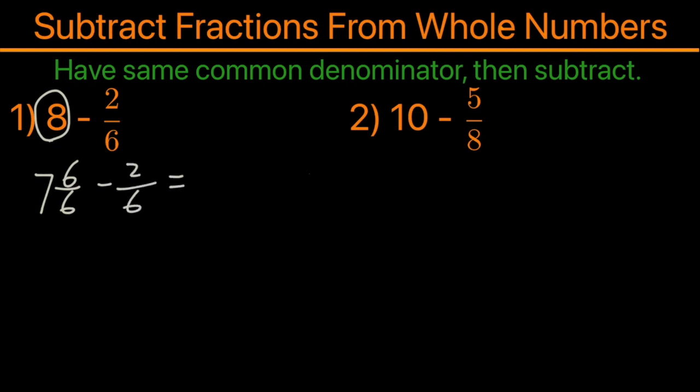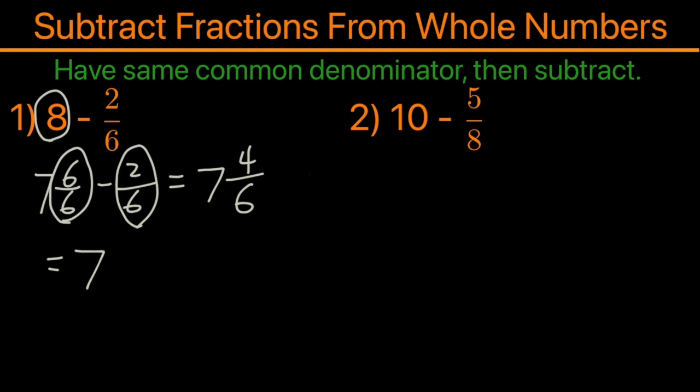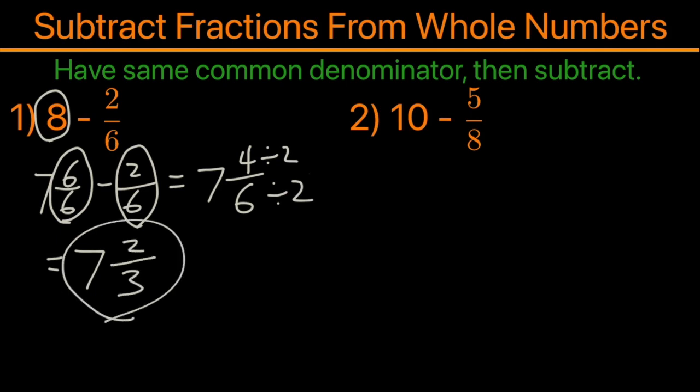In this case, 7 will remain the same. Then we will take 6 over 6 minus 2 over 6. And that will give us 4 over 6. After simplifying it, we will get 7, and because the numerator and denominator can both divide by 2, that gives us 2 over 3. And that is the same answer as the first method. But as you can see, this method is shorter and faster.